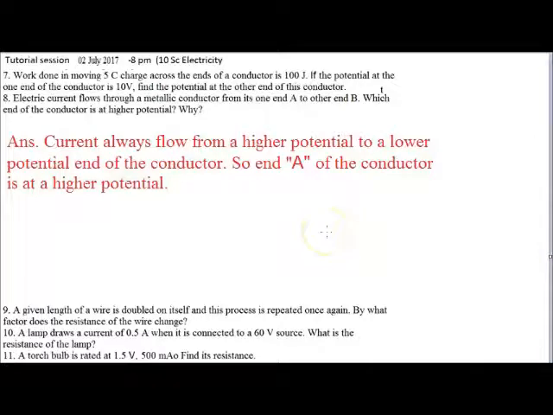So we move to question number 8. Electric current flows through a metallic conductor from its one end A to other end B. So there are two ends given to you of a metallic conductor. One side is A and the second one is, of course, B. Which end of the conductor is at higher potential and why? Now, current always flows from a higher potential to a lower potential end of the conductor. So naturally, as current is flowing from A to other end B, it means that end A of the conductor is at a higher potential. Note it down carefully.